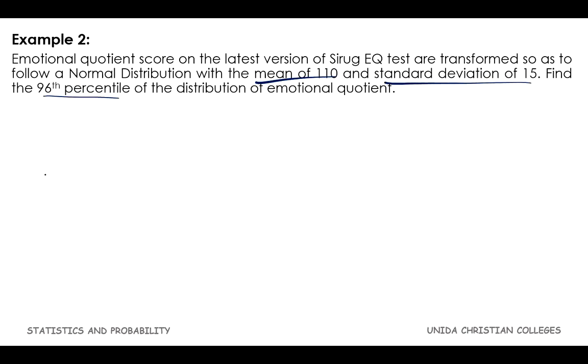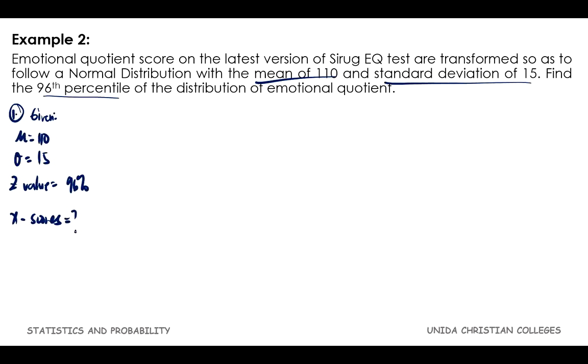Okay? First thing that we are going to do is to list down our given. And our given here is our mean is equal to 110 and our standard deviation is equal to 15 and we are looking for the 96th percentile. So, z value is equal to 96th percentile. At ang hinahanap natin is si X scores.